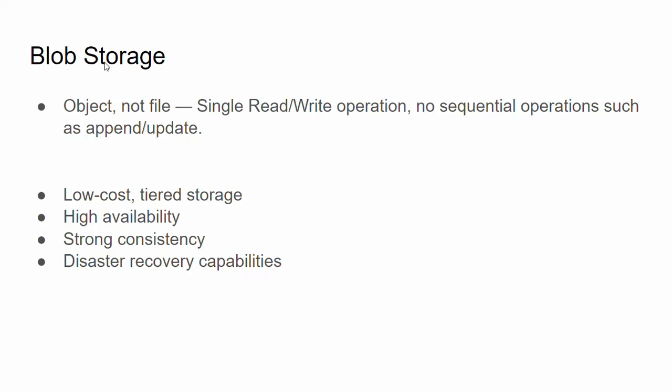The advantage of blob is its low cost and tiered storage. It has very high availability, strong consistency, and disaster recovery. Basically, it all comes from low cost, because you only handle this as a single read and write, so the process and maintenance is much easier. You just save it to disk, and you can save it to multiple disks. Usually, any file will be saved in 3 copies. Even if one disk fails, you still have 2 other copies, and you can decide where you want to store these 3 copies.